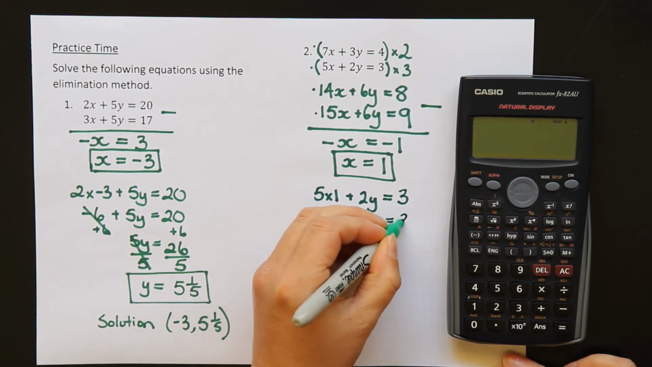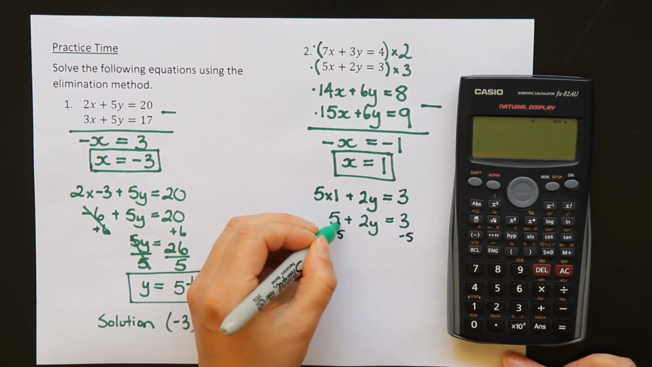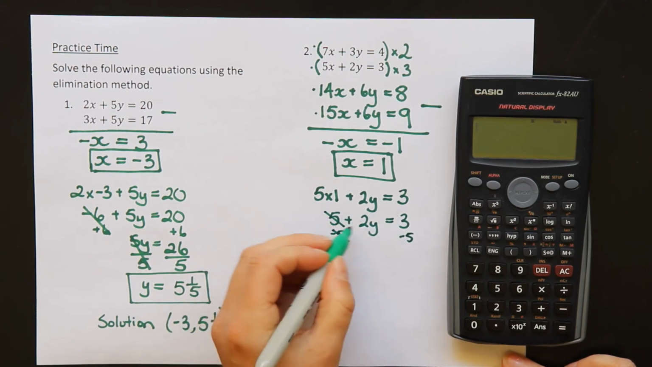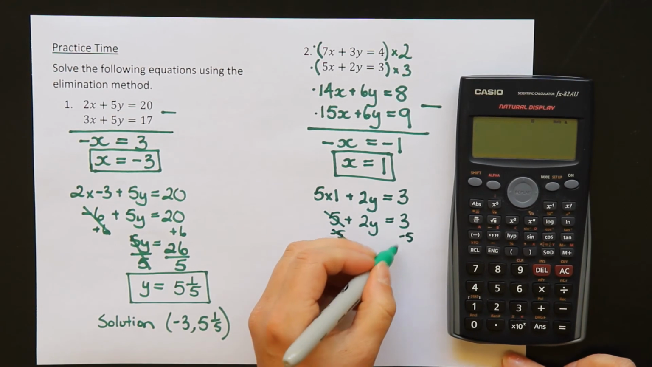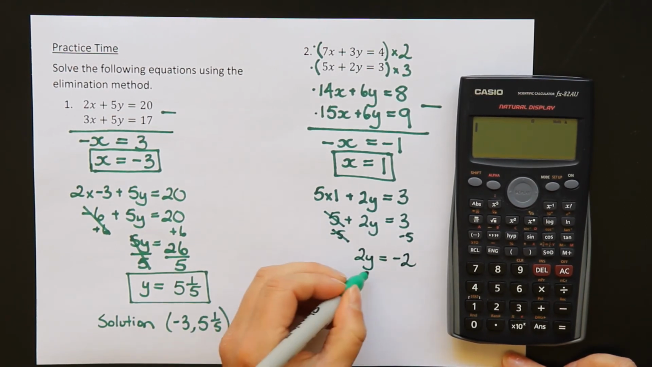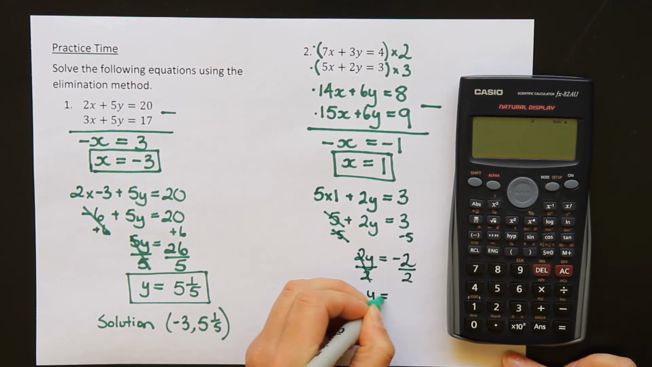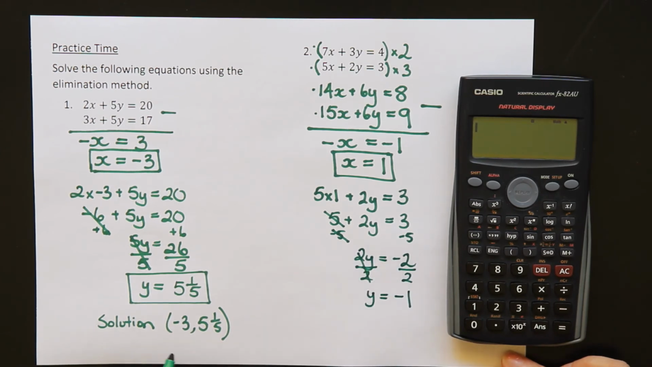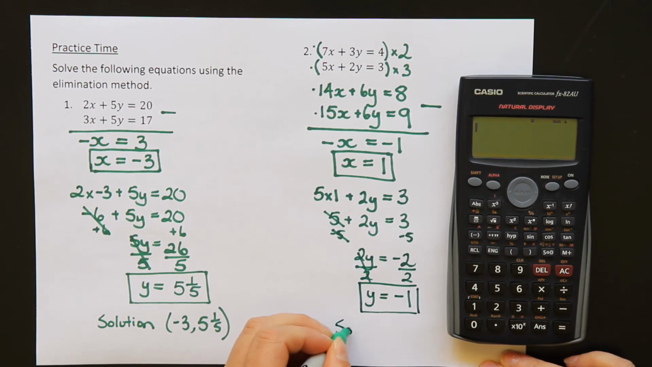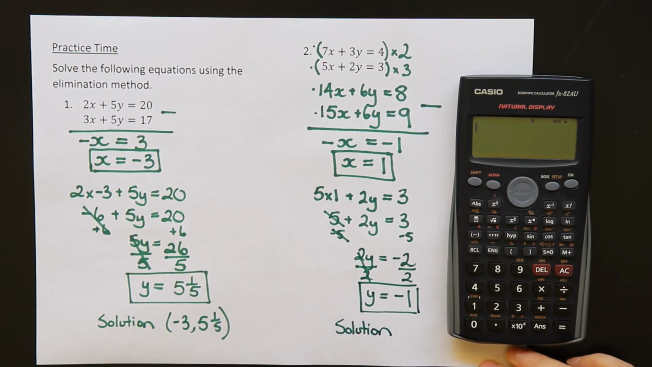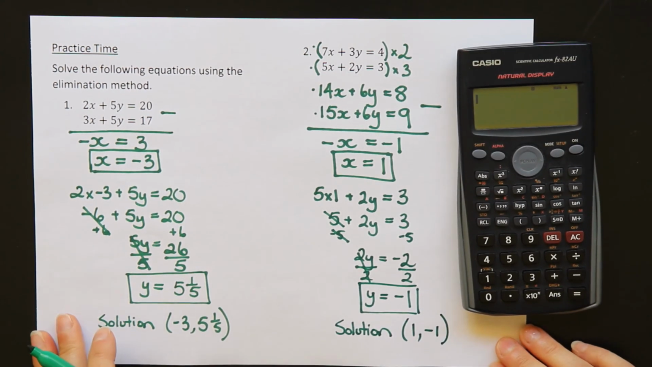Plus 2y equals 3. Subtracting 5, I'll write that down here for you. You don't have to, if you're getting really good with your equations, you don't need to keep writing these little working out things here. So 2y is equal to 3 minus 5, which is minus 2. Okay, then I divide by the 2. Y is equal to negative 1. Minus 2 divided by 2 is negative 1. And we're all finished. Let's just write down our solution. X is equal to 1 and y is equal to negative 1.